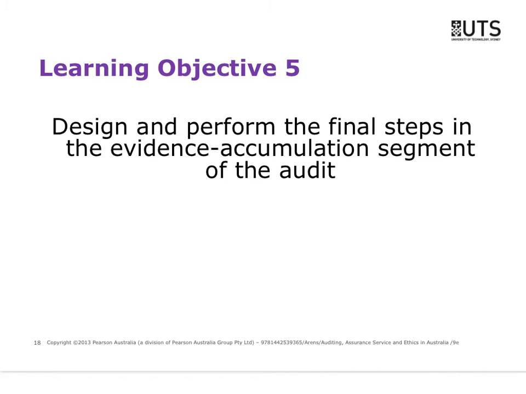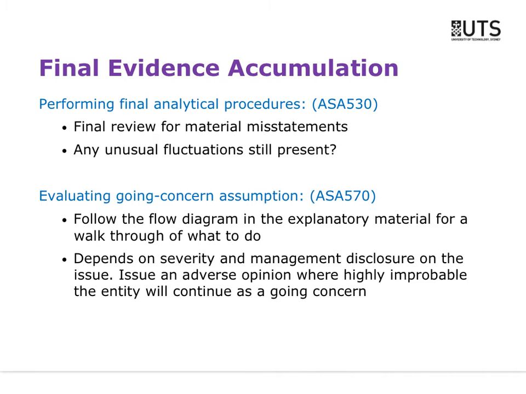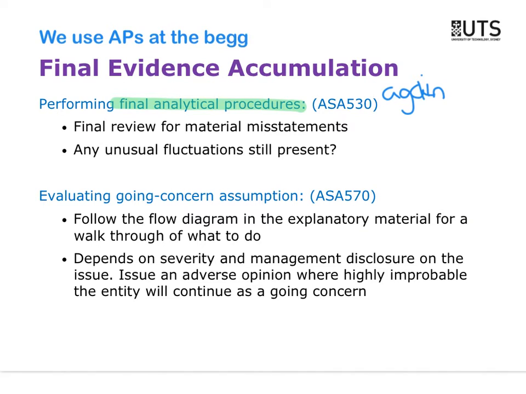Okay. So what do we do in the final stage of the audit? We have to go back and do analytical procedures. I'm going to use the word again, because remember, we also use analytical procedures at the beginning of the audit. I'll type this in rather than write it because it'll be easier. So we use APs at the beginning of the audit to do what? To identify accounts or ratios at risk of misstatement.